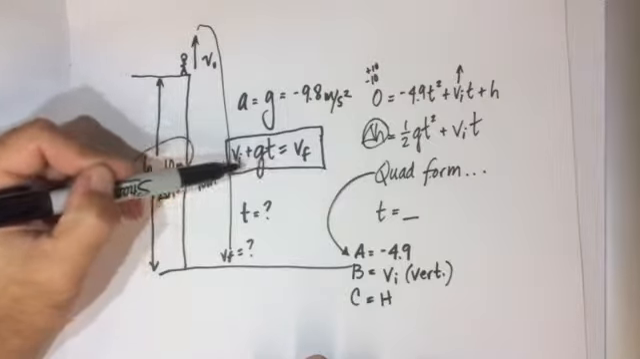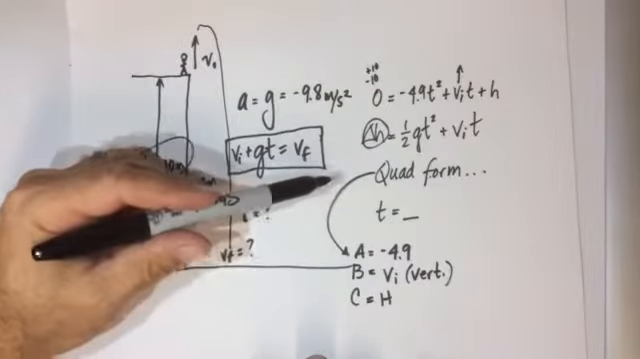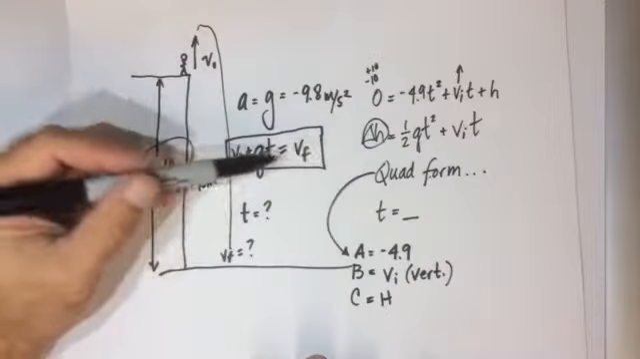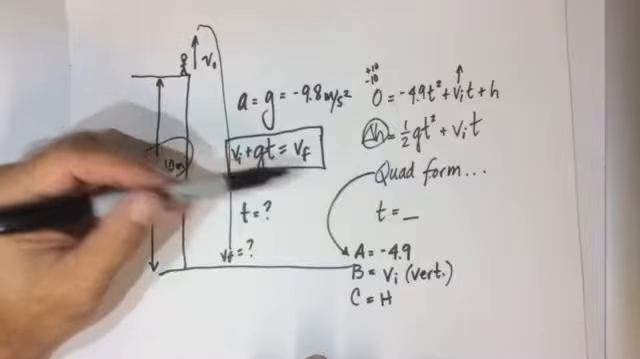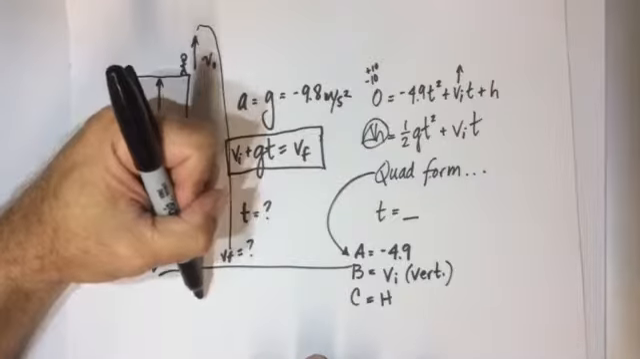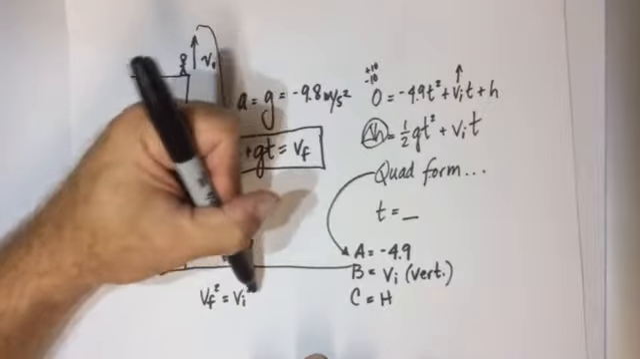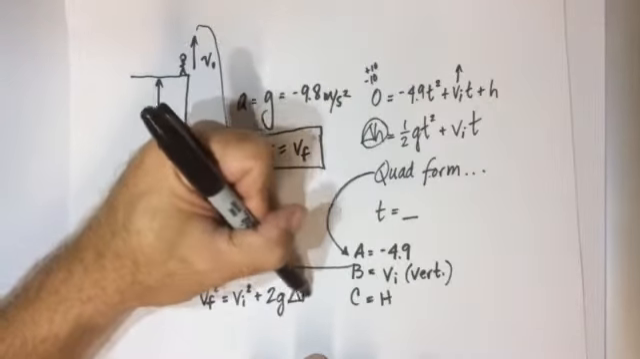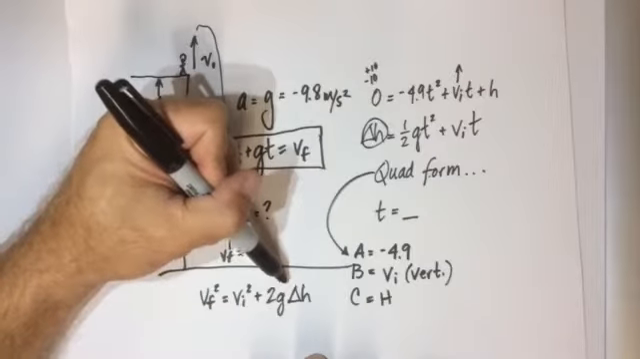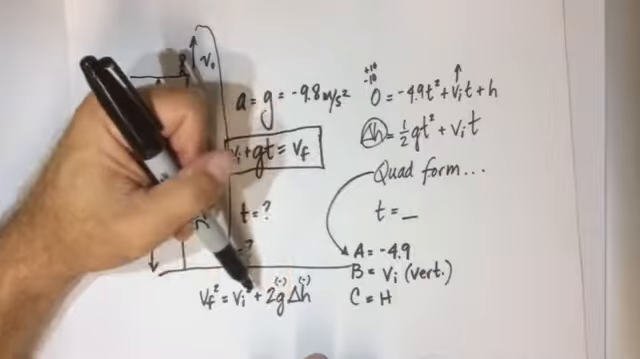Plug that in here and get v final. Or, another thing, if we don't have the time, we could solve v final. Provided we know the time, we can plug it in here, but if we don't know the time, we could just say v final squared equals v initial squared plus 2g change in height. And remembering that g is negative and change in height is negative, so that'll produce a positive value.